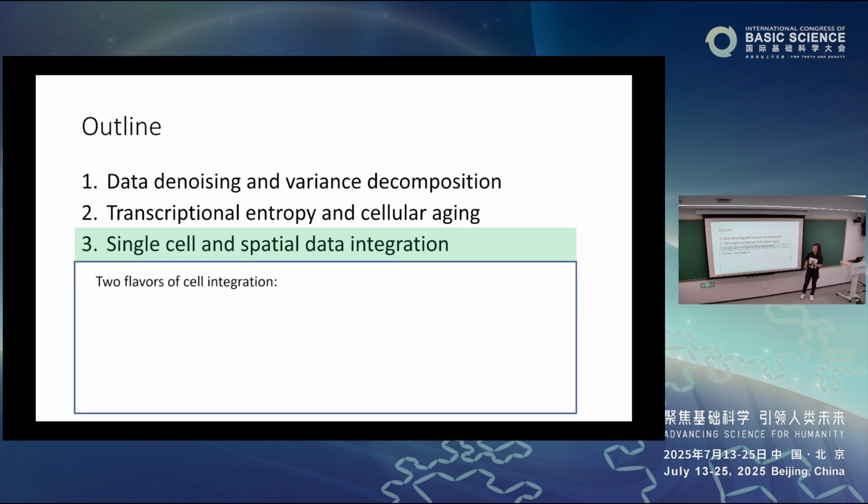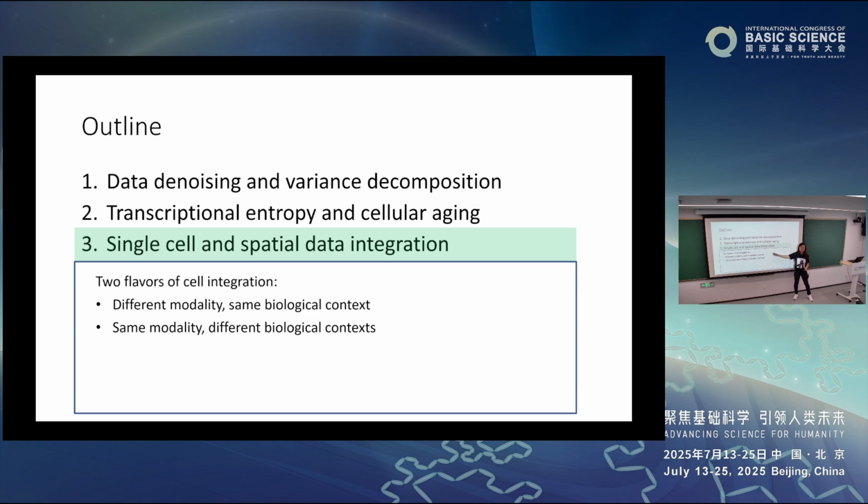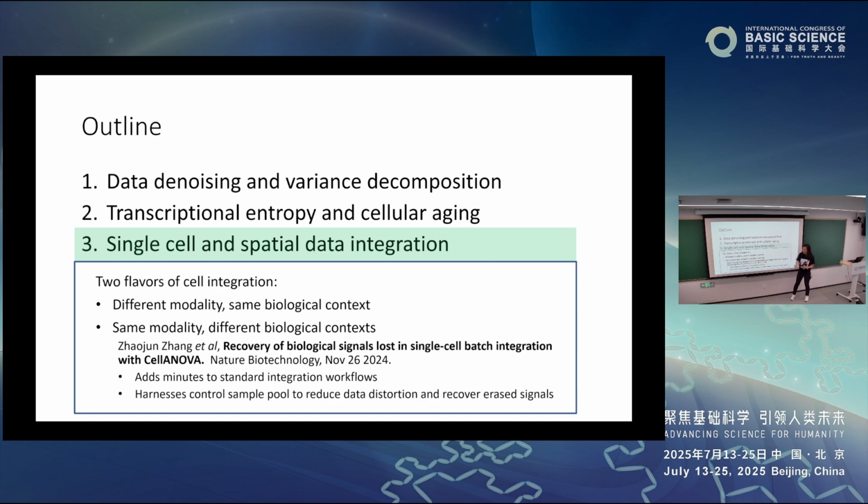So that's a third topic, single cell and spatial data integration. I told you that there are two flavors of cell integration. One is between different modalities that share the same biological context, and one is within the same modality, different biological context. With this time, I'm only able to tell you about the second one, and there, what we have developed is a method that is very quick. It is a linear method that only adds minutes to the standard protocols, and it is able to reduce the data distortion and recover erased signals.